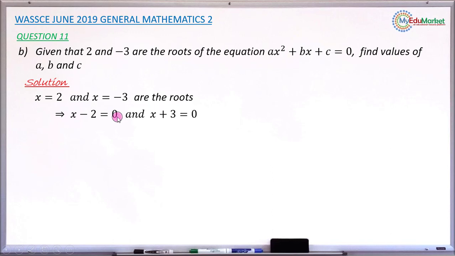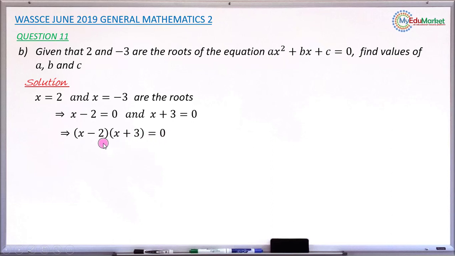So 2 and minus 3 are roots. This means x equals 2. That is, taking 2 to the left, you have x minus 2 equals 0. Similarly, taking minus 3 to the left, you have x plus 3 equals 0. So you now multiply the left-hand sides of these two equations. So you have x minus 2 multiplied by bracket x plus 3. The result will be 0 because each one of them is 0, so multiplying the two also gives you 0.